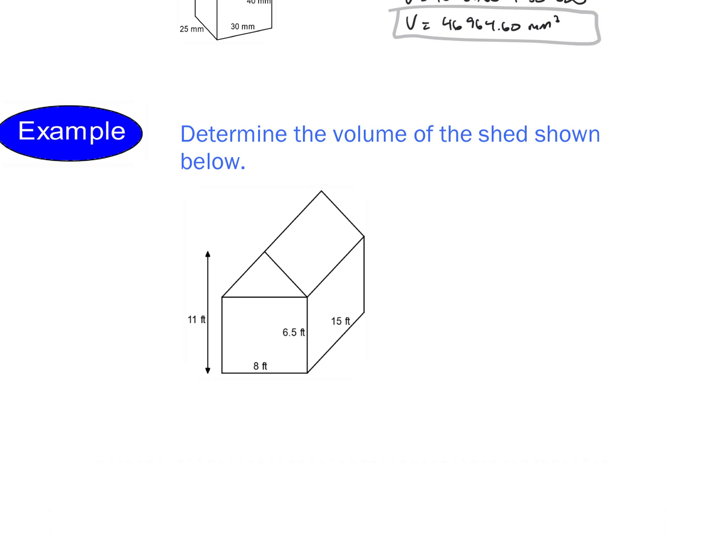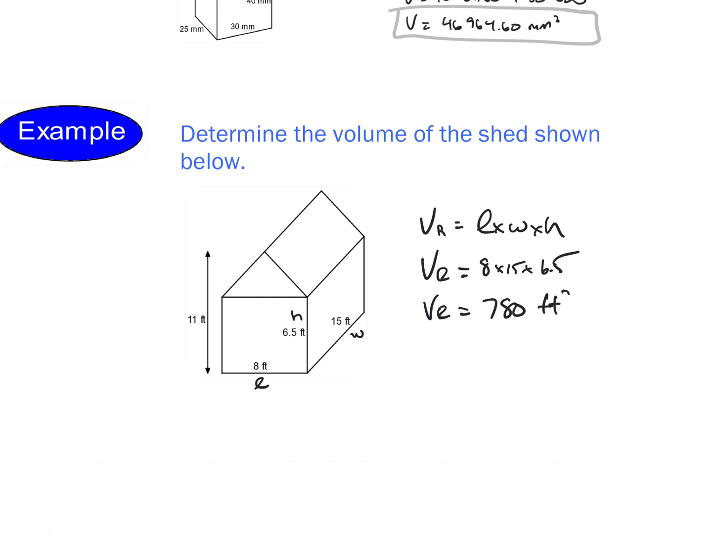Okay. So we have the volume of the rectangular prism. I guess I just could put R there, whatever. It's going to be length times width times height. So when I look at length, I think that 8's the length, 15 is the width, and 6.5 is the height. So it's going to be 8 times 15 times 6.5. So that's going to be, please correct me if I'm wrong, 780 cubic feet for the volume of the rectangular prism.